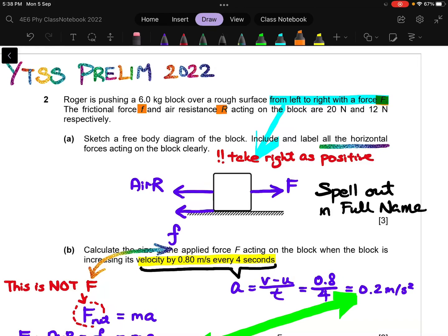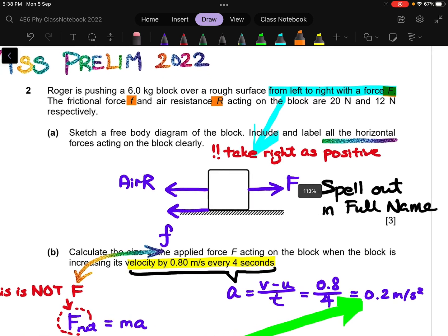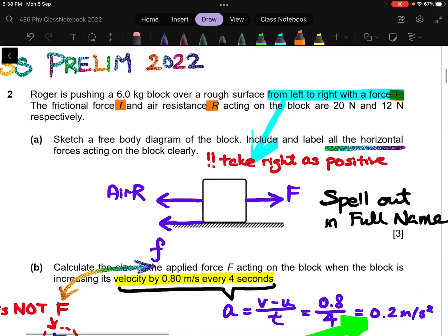Okay, in this video, I'll be going through the YTSS Prelim 2022 question 2. Okay, for question 2, it is a simple forces question. In question 2A, most of you got it correct.